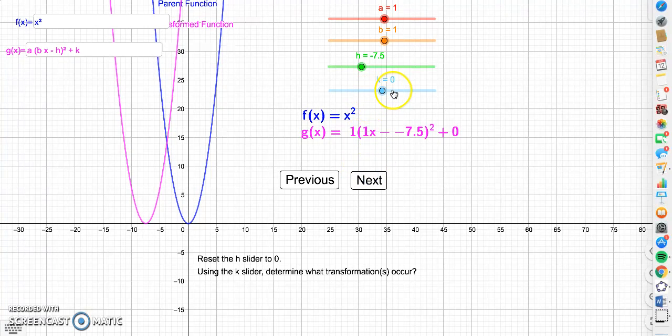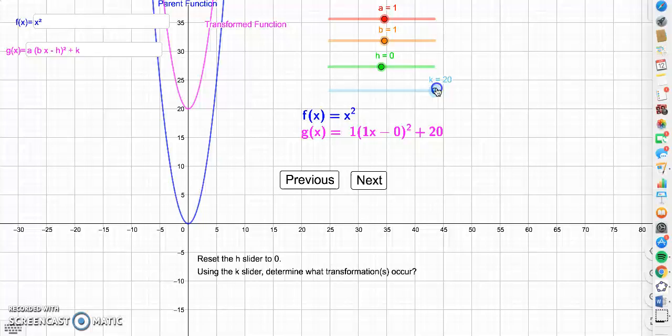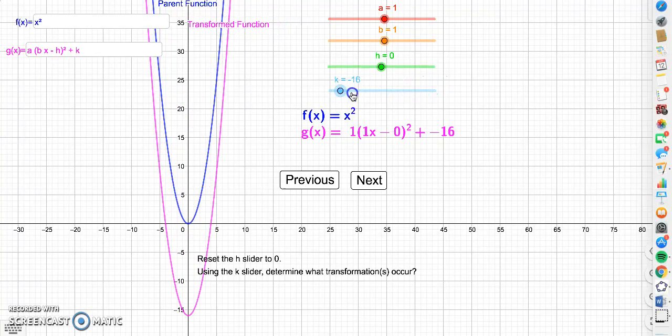And then the last one is going to be K. They'll reset H to 0 so they don't get confused with anything else, and they'll focus on the slider for K. And they should see that the graph goes up when K is positive and down when it's negative.